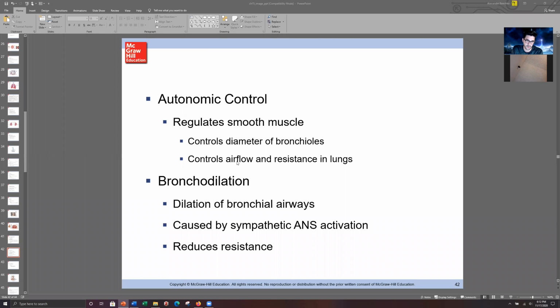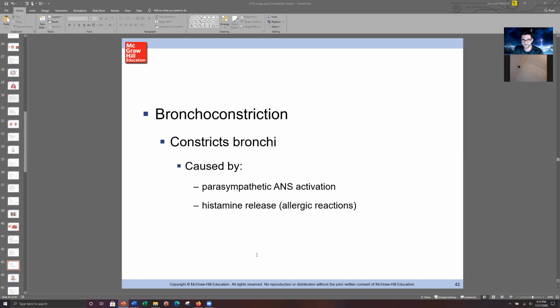This helps control airflow and resistance to airflow within the lungs. We also have the ability to dilate these muscles as well. So we can increase the diameter of those passageways, which is caused by sympathetic activation of the autonomic nervous system, and helps reduce resistance to airflow that way.